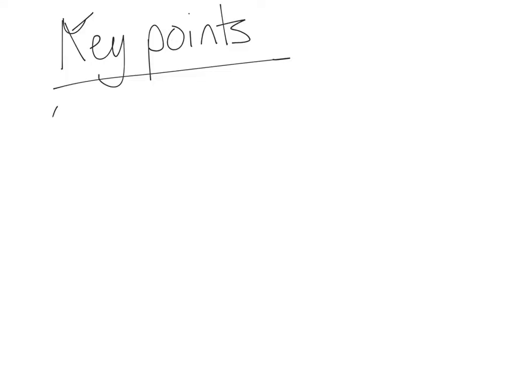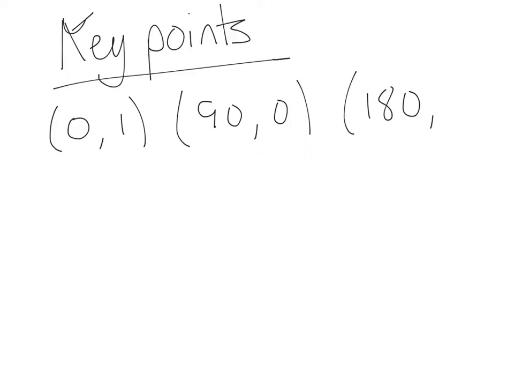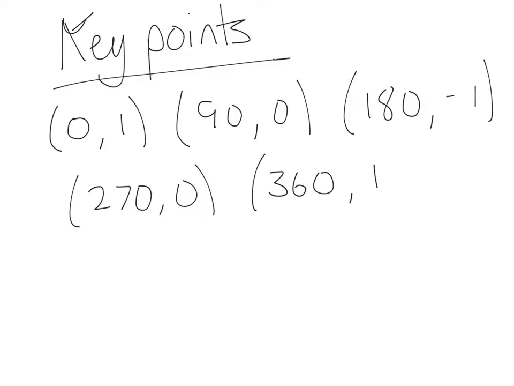Okay, so the key points on this graph: 0, 1, 90, 0, 180, minus 1, 270, 0, and 360, 1. So again, the 0, the 90, the 180, the 270 and the 360 are the angle, whether that be x or theta or any other name you want to call the angle. The 1, the 0, the minus 1 are all heights.